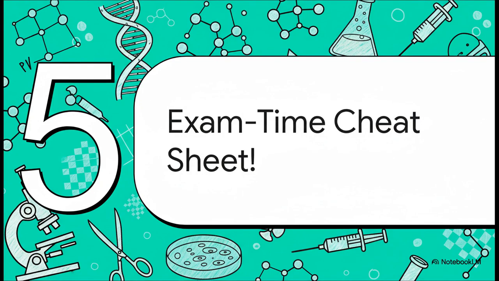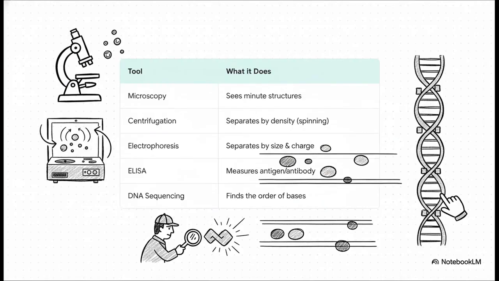Phew! Okay, that was a whirlwind tour of our biotech toolbox, but you all did great keeping up. So, just before we wrap up, I've made a little something for you. Your very own exam time cheat sheet to make revision super quick. Let's just run through it one last time. What does each tool do? Microscopy is for seeing, centrifugation is for separating by spinning, electrophoresis is that race that separates by size, ELISA is our detective, and DNA sequencing is for reading the code. That's it. When you boil it down to the main job, it's not so tough at all, is it?